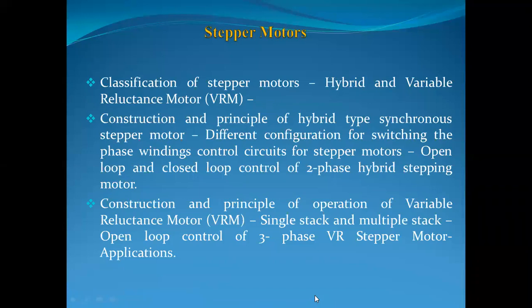Here we will discuss the different types of stepper motors, that is hybrid and variable reluctance motors, and also the principle of operation. Within the principle of operation we have the variable reluctance motor, single stack and multiple stack, open loop control and also closed loop control. Nowadays the motor operates depending upon the feedback signal path we provide towards the motor. Therefore we have open loop and also closed loop.